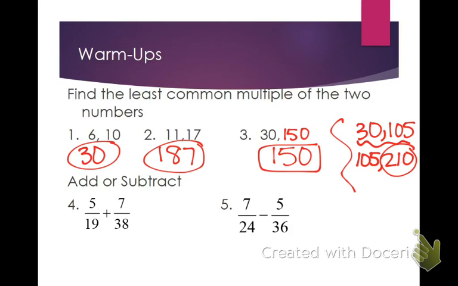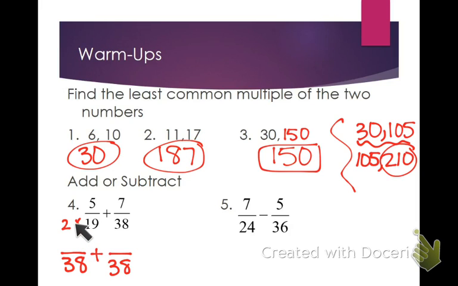I wouldn't multiply them together. It's going to be 38. 38 is going to be the smallest number that's a multiple of both of those. So 19 times 2 equals 38. So we are going to now have our two fractions, both with a denominator of 38.